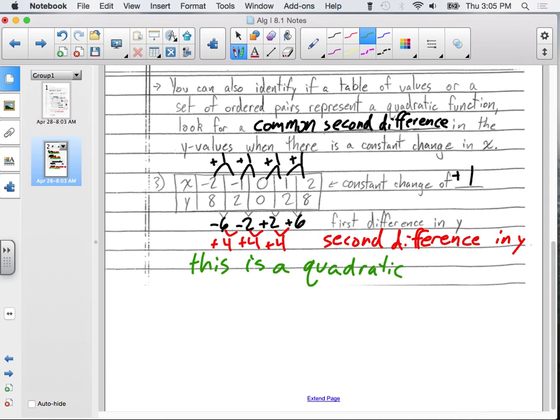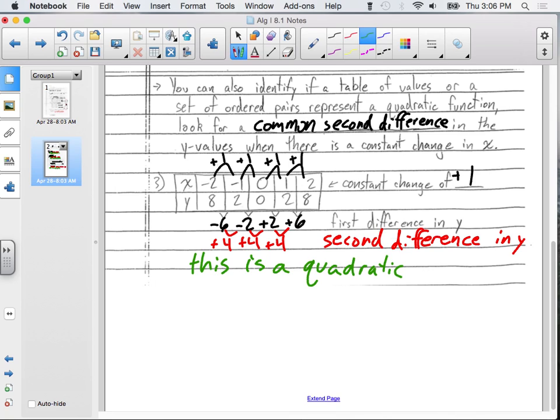So again, what degree is a quadratic? Two. Quadratics are degree 2. So, first difference, those are linear because they're degree 1. Second difference, quadratics are degree 2.